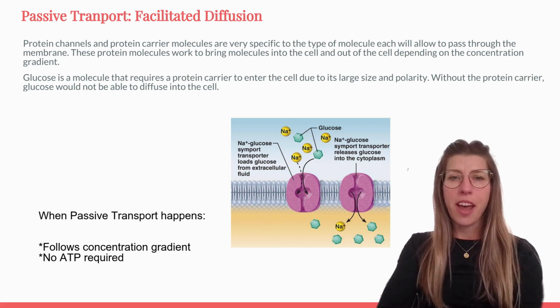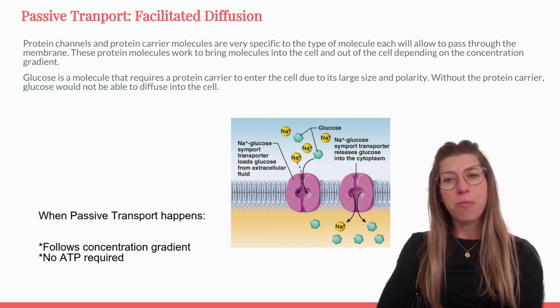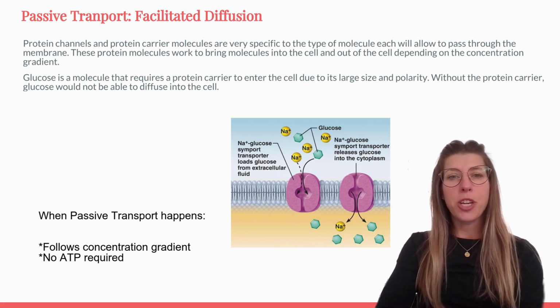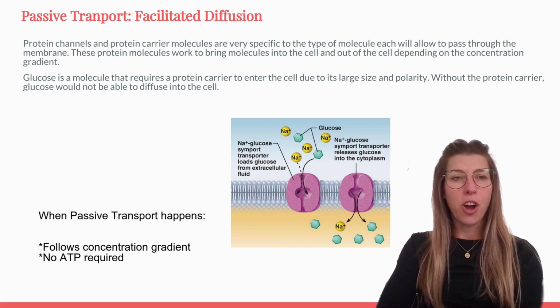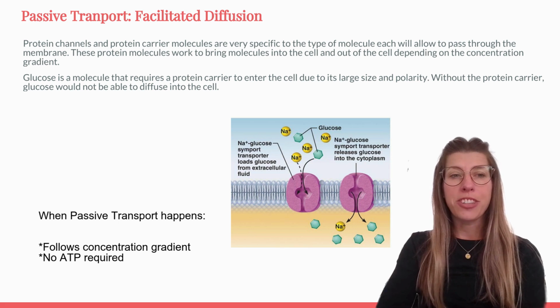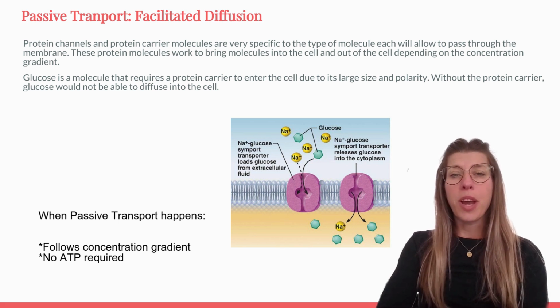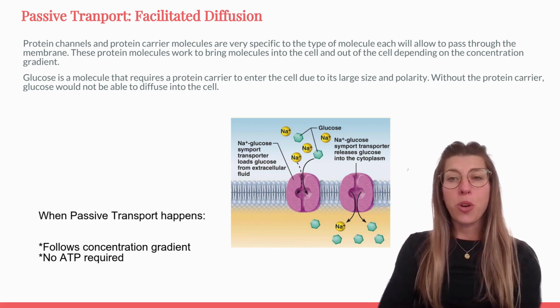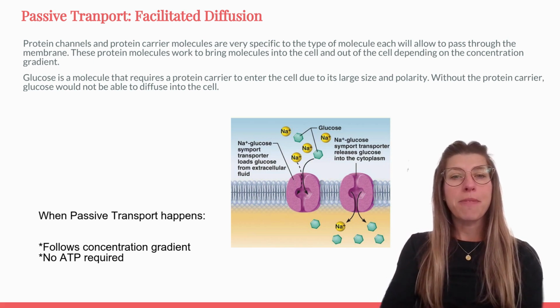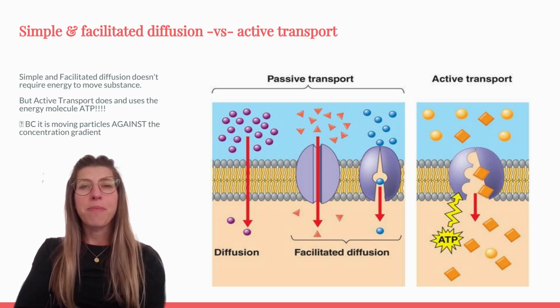So just to recap, when passive transport happens, the molecules are going to be following the concentration gradient. It's not going against it. And because of this, there's no ATP required. Okay, although it's facilitated diffusion, there is no energy required. Okay, so what in the world is active transport?